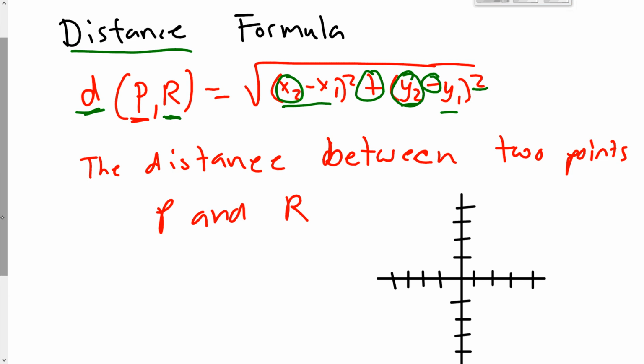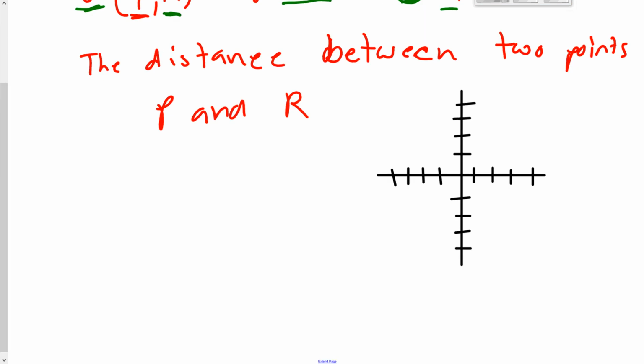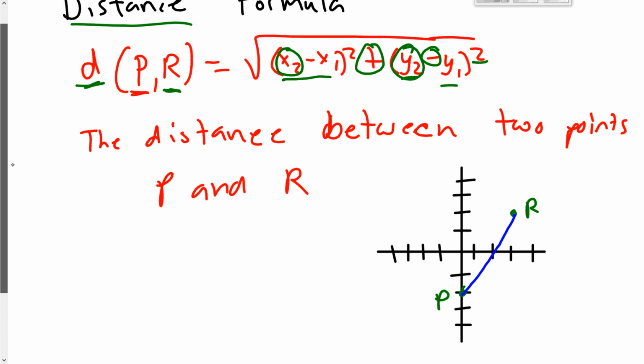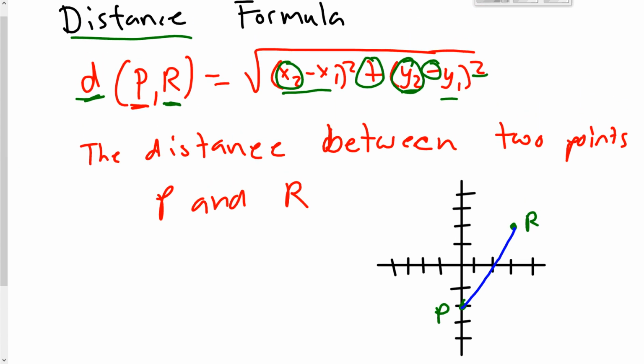So if I have 2 points P and R, say I have a point here, that's P, and I have a point up here, that's R. I want to find the distance between them, right? So I want to find this distance. Well, to prove the distance formula, we use the Pythagorean theorem, which is a squared plus b squared equals c squared, right? So c is the hypotenuse, right?